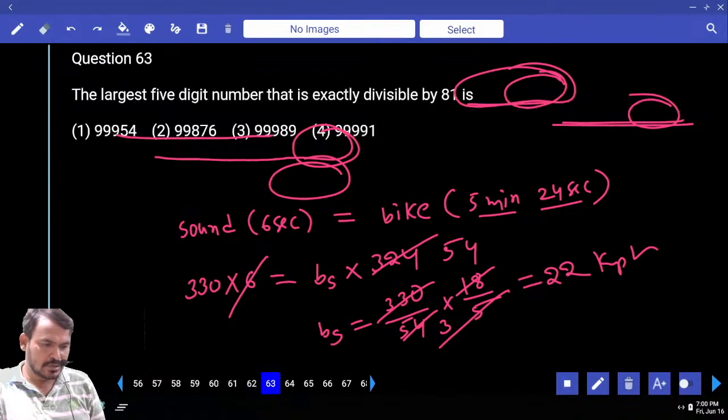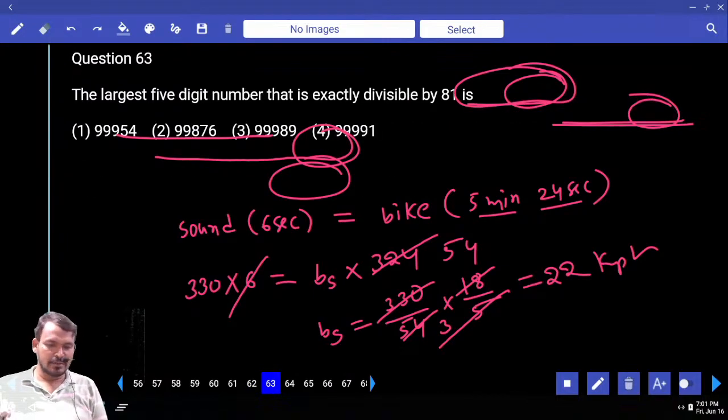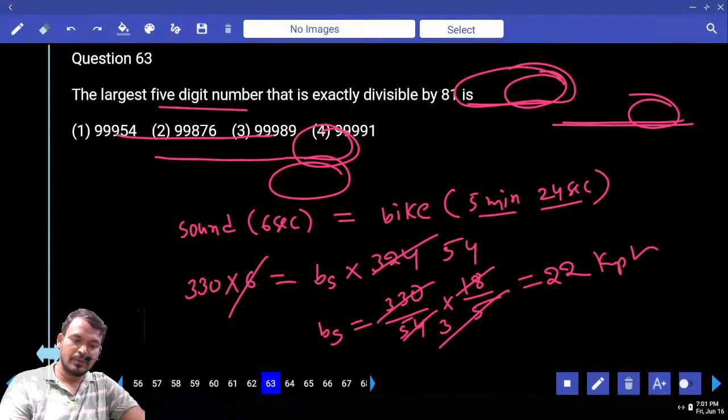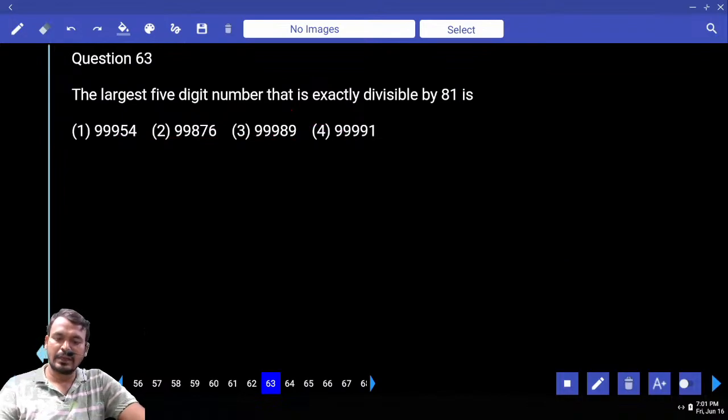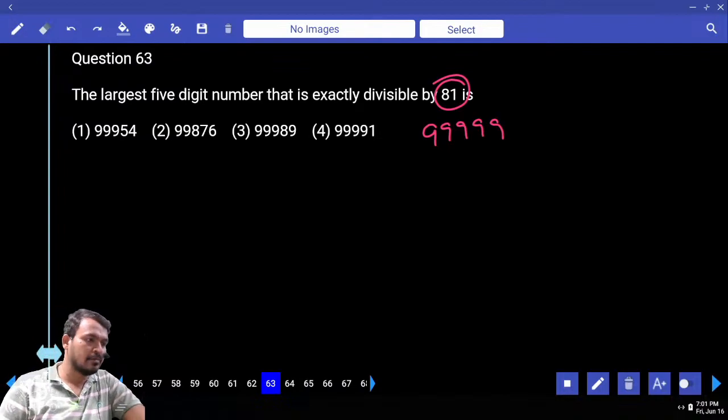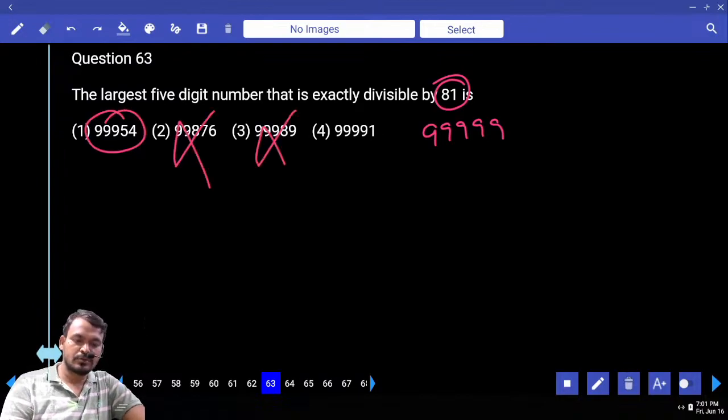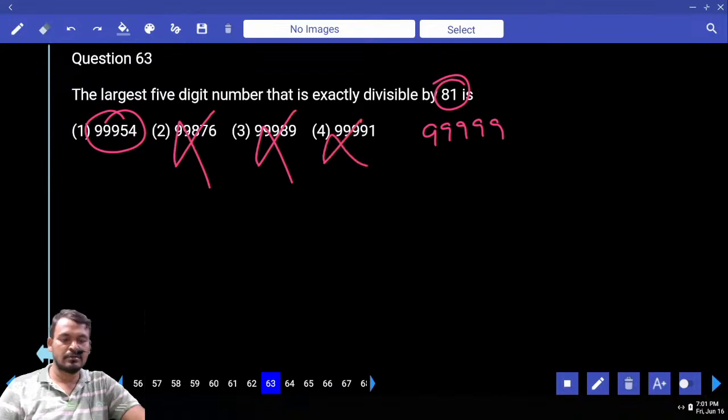Next question number 63. The largest 5-digit number that is exactly divisible by 81. Largest 5-digit number, it is closer to 99999. Answer must be nearby 99999 but less than 99999. And it is exactly divisible by which one? 81 means answer must be multiple of 9. First option 9 multiple, yes. Second option no. Third option no. Fourth option no. Then answer first one.